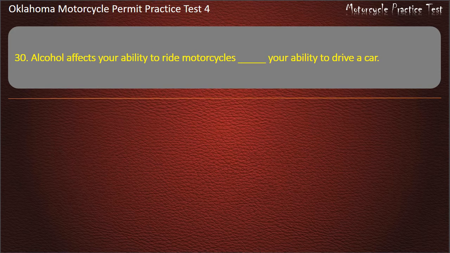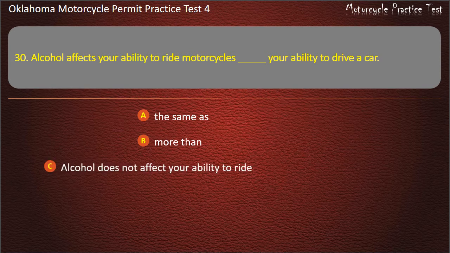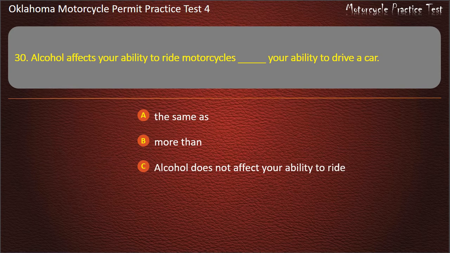Question 30. Alcohol affects your ability to ride motorcycles your ability to drive a car. The same as. More than. Alcohol does not affect your ability to ride. Less than. Answer. The same as.